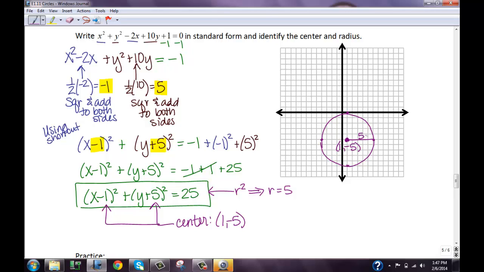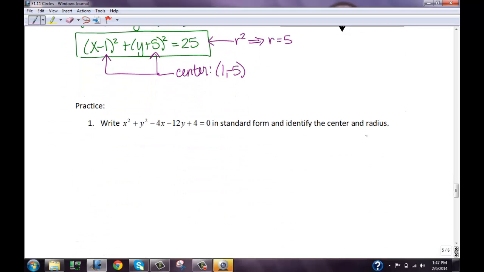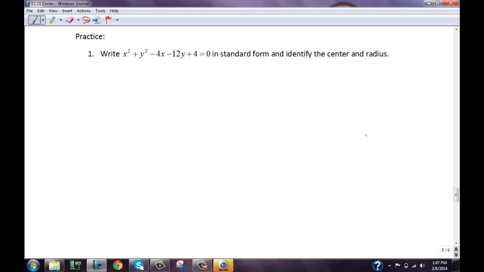Okay, so there's 3 for y'all to try. The first one is this completing the square, and then the other 2 are types like we did earlier. So I'll give you just a minute to work on them, and then we'll go over the results.